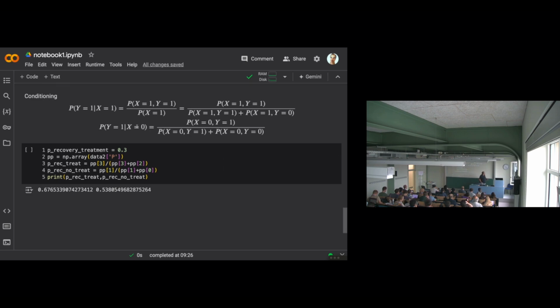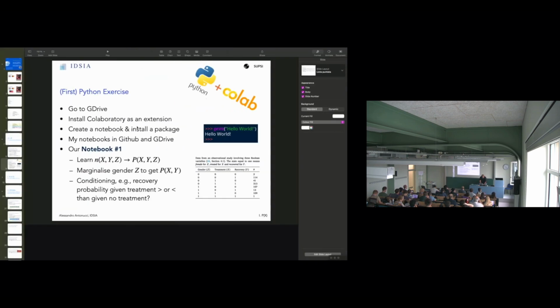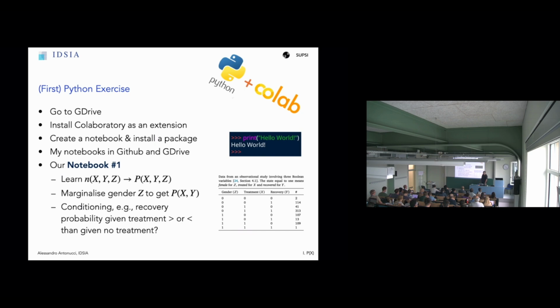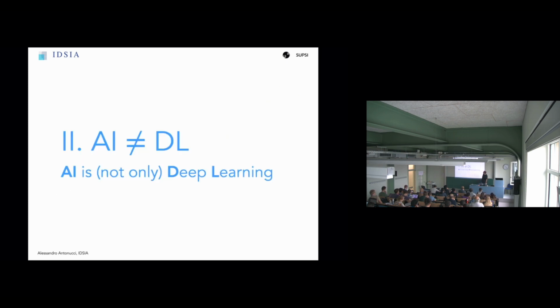Okay, I was saying that this should be a 10-minute slot. It was more, but okay, I was kind of expecting this. This was just to define really a common language, notation, some practical stuff. And now let's go back to the general topic.